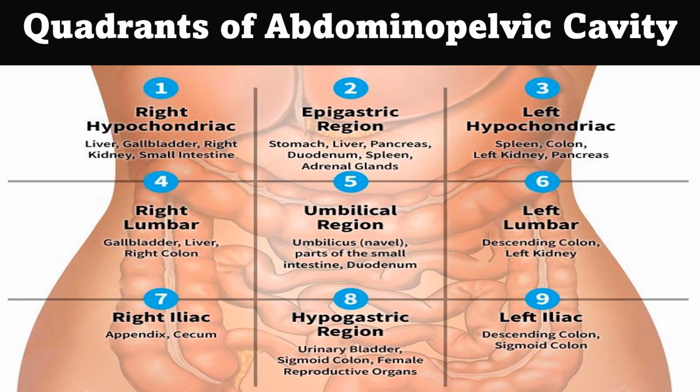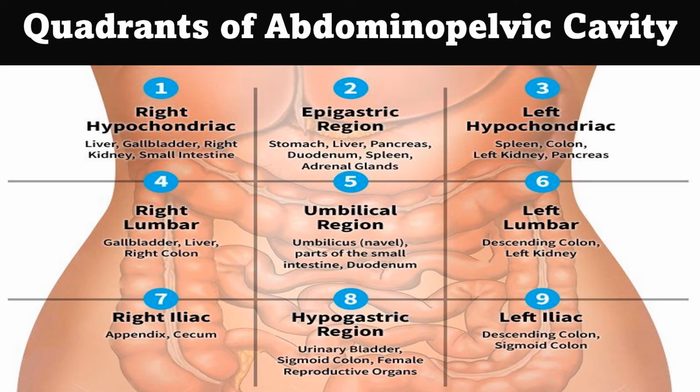If you want to locate these nine quadrants, we're going to say, for example, the umbilical region is the centermost region deep to and surrounding the umbilicus. Then the epigastric region is located superior to the umbilical region, or we say above the stomach or gastric region. Then the hypogastric region is inferior to the umbilical region, which means below the umbilical region.